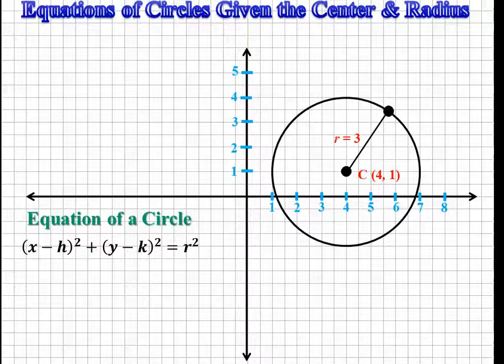We're going to write the equation of a circle whose center is the point 4, 1, and the radius is going to be 3.